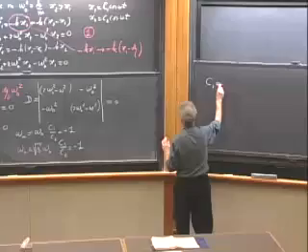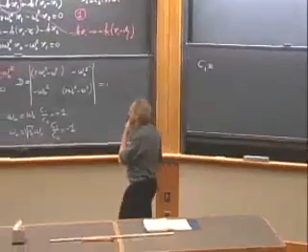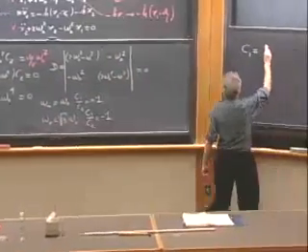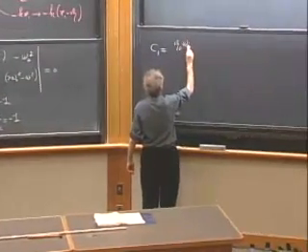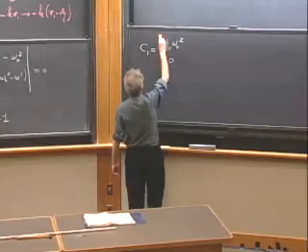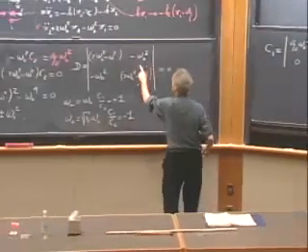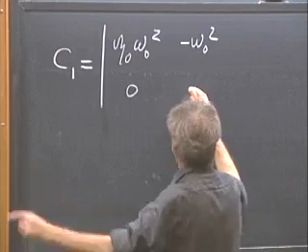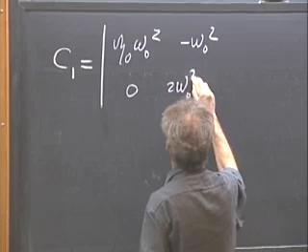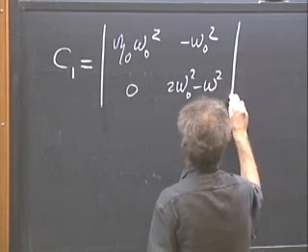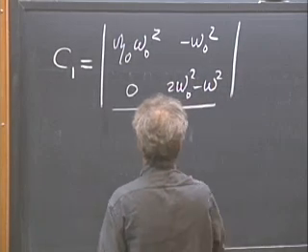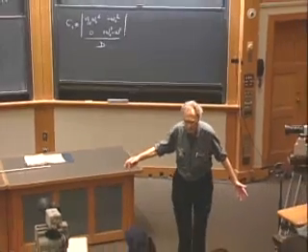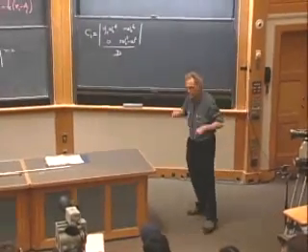So C1 now, using Cramer's rule, this now is my first column, eta 0 omega 0 squared, 0, and this now becomes my second column, minus omega 0 squared, and I get here 2 omega 0 squared minus omega squared divided by D. If I pick a random value for omega, D is not 0. D is only 0 at those 2 resonance frequencies.